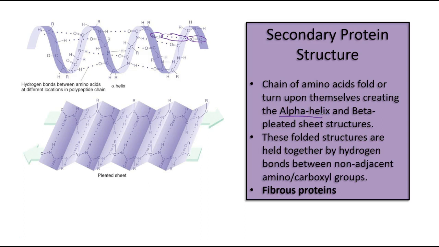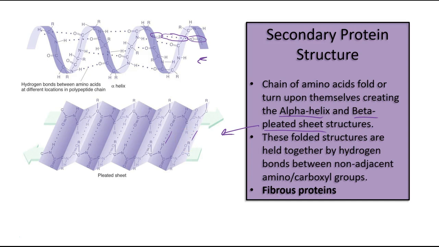So there's 2 different types of secondary protein structures. You have an alpha helix, which can be seen here. It's a corkscrew-like coil structure. And then you have a beta pleated sheet structure, which can be seen here. It's more of an accordion, kind of a folded paper format. Both of these are the interaction between hydrogen bonds between non-adjacent amino acids.